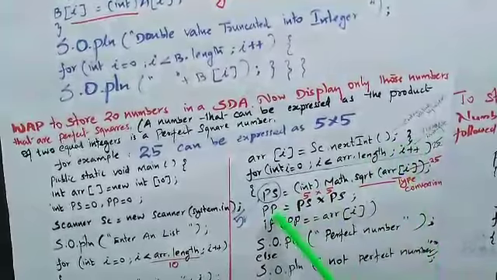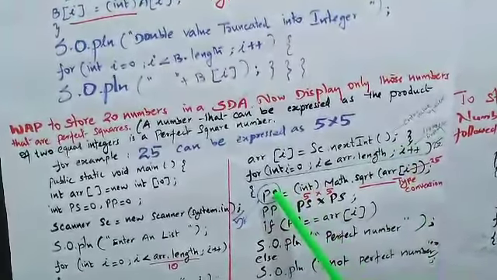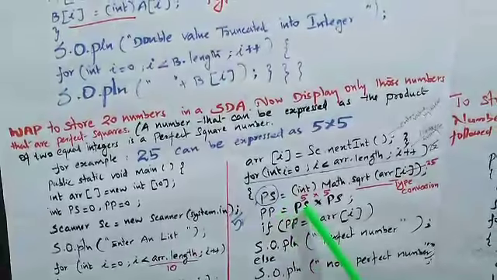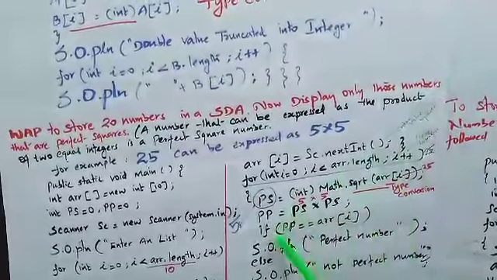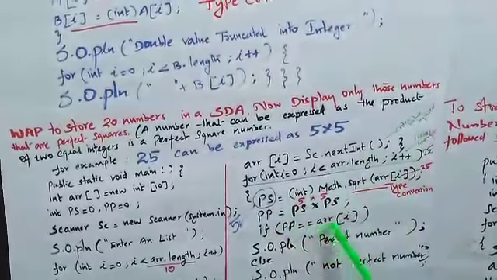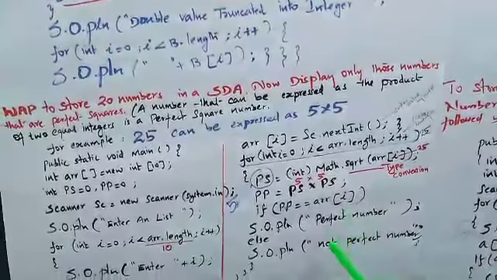Now you take the pp. pp is what? ps we already got as 5. Now you find out the pp. So ps into ps, 5 into 5, what will we get? 25. If pp is equal to array of I is correct, then you have to print it is a perfect number, otherwise it is not a perfect number.